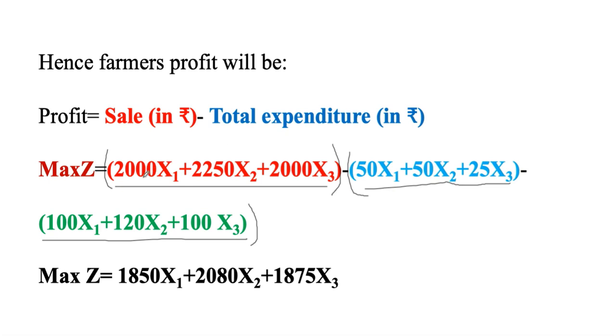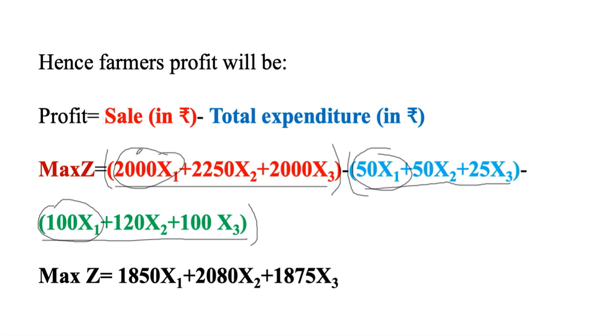So we will be having 2000 x1 minus 50 x1 minus 100 x1. If we talk of these three, x1 and here we have x1, right? So this is minus here, so this will become minus 50 x1 minus 50 x2 minus 25 x3 minus 100 x1 minus 120 x2 minus 100 x3. So these all here will be minus, so this will remain positive here.